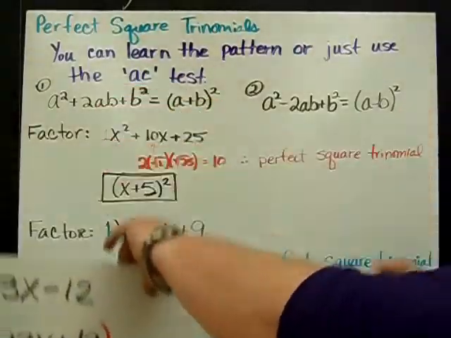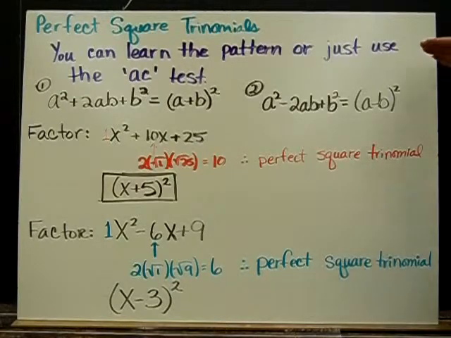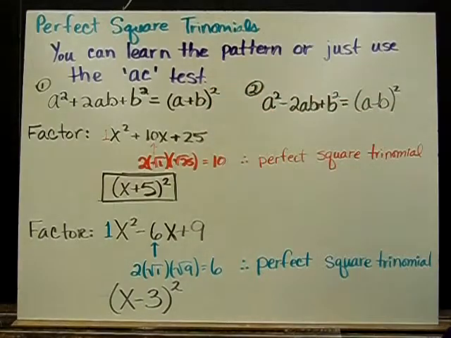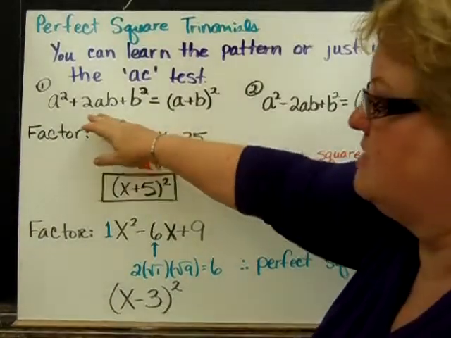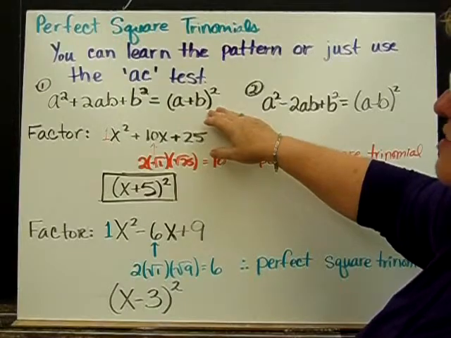Okay, on this next slide, we're talking about perfect square trinomials. There's a pattern that if you recognize it, it makes it easier to factor. But if it's more difficult than helpful to you, then don't worry about the pattern and just factor it using the AC test like we did in the prior examples. But if you want to use the pattern, it's this: a squared plus 2ab plus b squared equals a plus b squared.